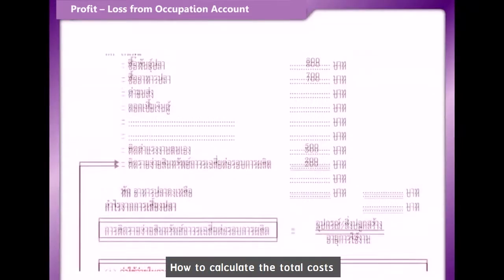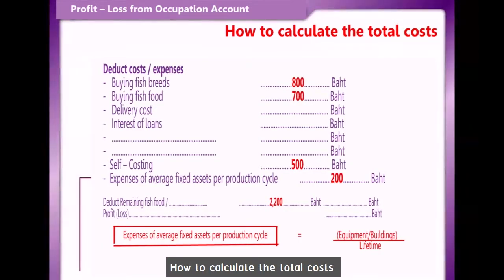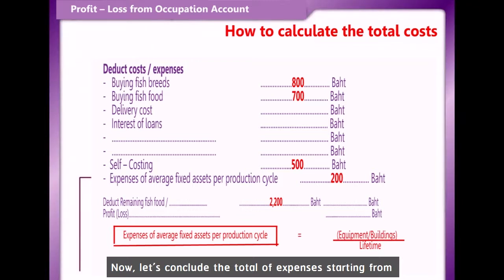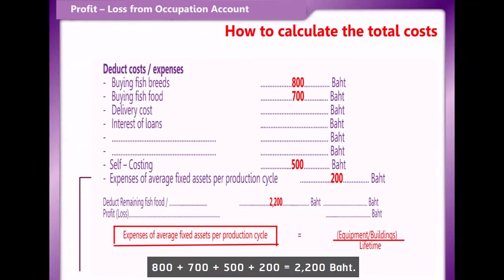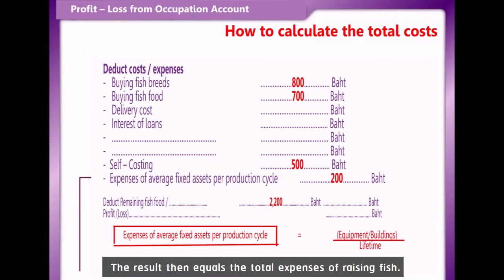How to calculate the total cost? Now, let's conclude the total of expenses, starting from 800 plus 700 plus 500 plus 200 equals 2,200 baht. The result then equals the total expenses of raising fish.